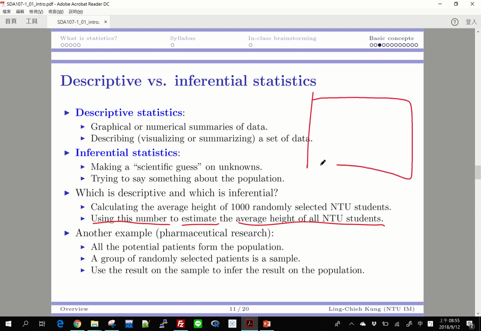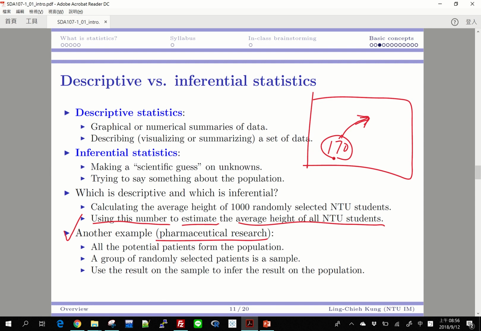Because all the NTU students are not here, I just get 1,000 numbers, and I say if these 1,000 students, their average height is 170, I'm going to say, okay, then I guess for all the NTU students, it should be roughly this number. That's a guess. I'm not sure whether I'm right or wrong, but all I can do is to make that guess, right? Then I want to understand, well, there may be some bias, there may be some errors. I need to be able to have a way to quantify that potential error. That's inferential statistics.